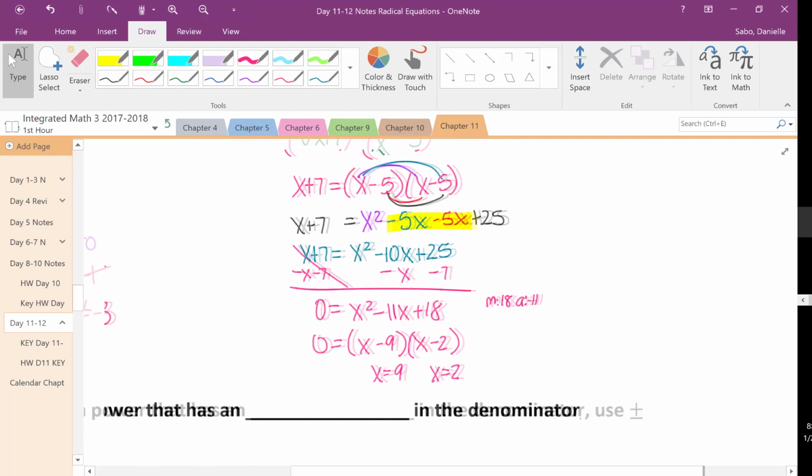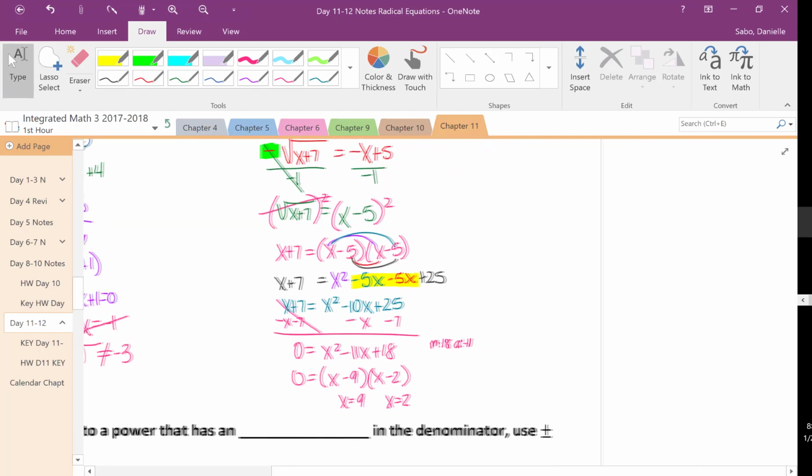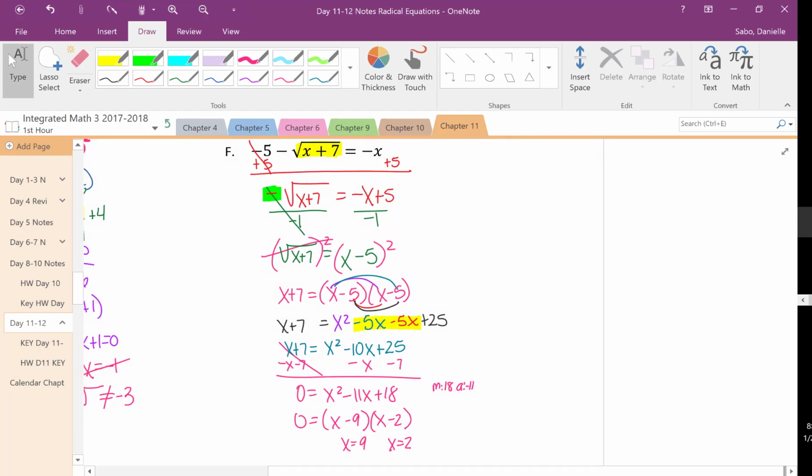Here's where I have to go back to where the radical was isolated. So the radical was not isolated until this step. That's kind of why I put a star there. If I take 9 and I subtract 5 from it, are we good? Am I going to get a positive number? Yeah, because 9 minus 5 is 4. However, if I take 2 and I subtract 5, what do I get? Can I get a negative when I have a radical? No. So cross that one out, and 9 is your answer.